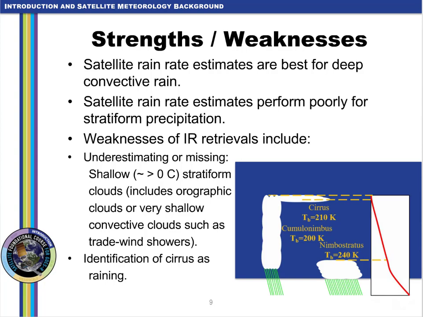Weaknesses of IR retrievals include underestimating or missing shallow stratiform clouds that are near or warmer than 0 degrees Celsius, which can include orographic clouds or very shallow convective clouds, such as trade wind showers. Also, cirrus associated with convection can be incorrectly identified as rainfall regions, even with the help of additional spectral bands.